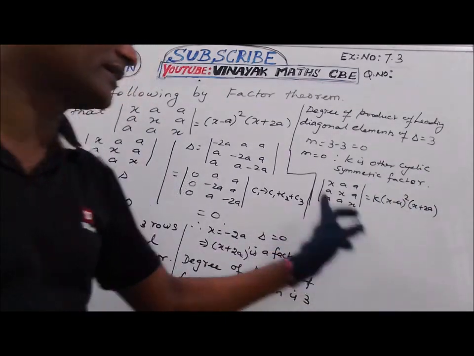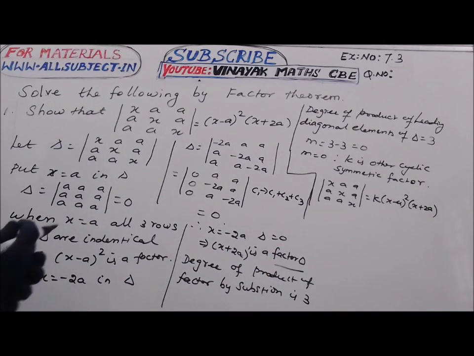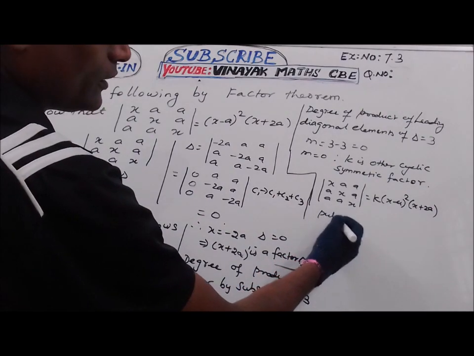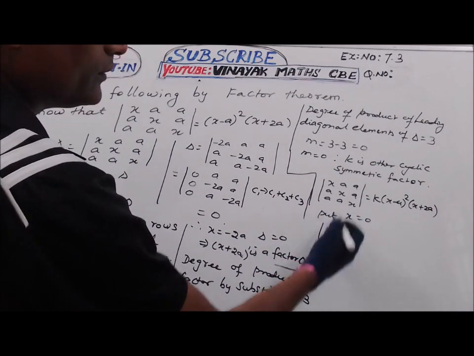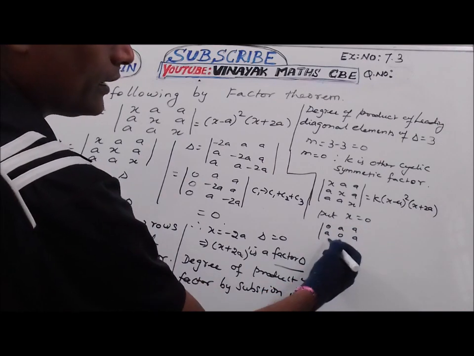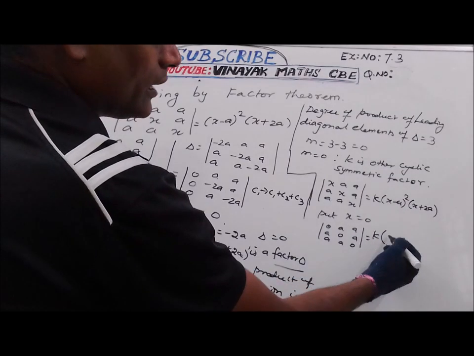So all are the factors of the determinant. Now we need to find the value of K here. To find K, substitute x equal to 0 in it. Put x equal to 0 in the above. X equal to 0 means the determinant 0 a a, a 0 a, a a 0 is equal to k into a square and then 2a.